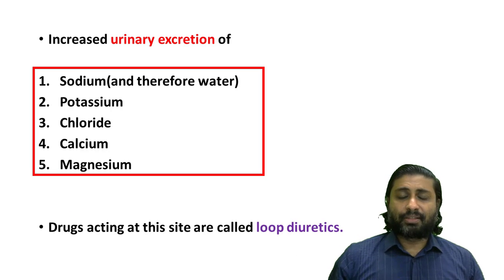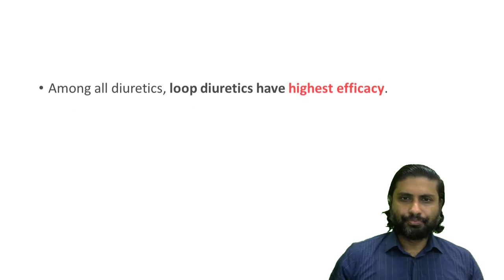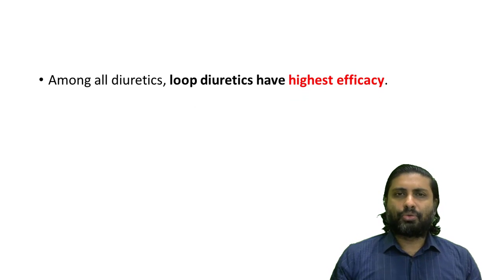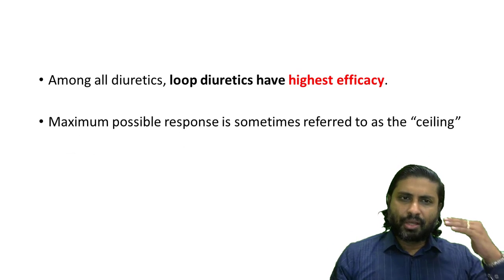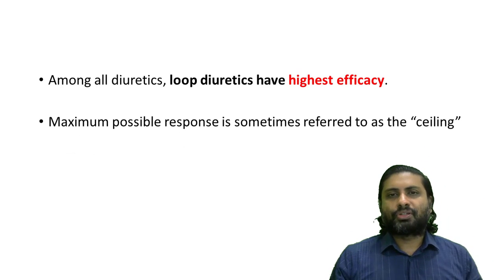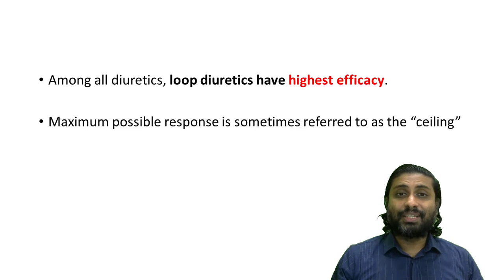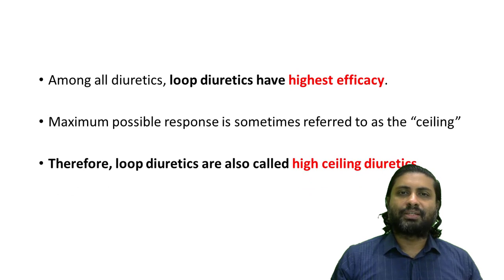Drugs acting at this particular site are called the loop diuretics. Now, it's very well known that loop diuretics are the ones with the highest efficacy, and since the maximum possible response is sometimes referred to as the ceiling effect, these diuretics are also called high ceiling diuretics.